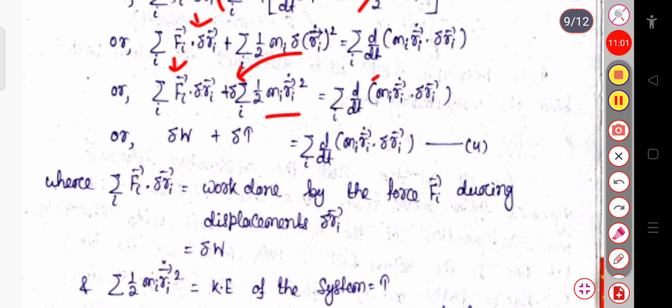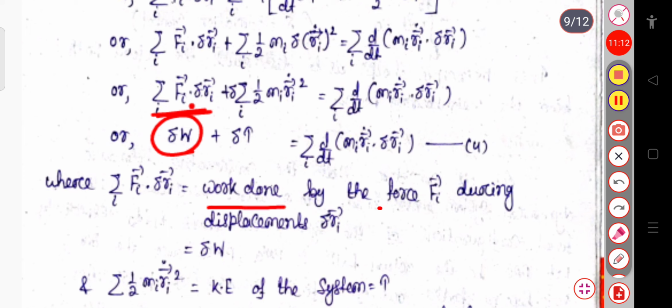This is your Mi Ri dot delta Ri. And again, if I replace this one, Fi dot delta Ri is nothing but delta W, that is the work done by the force Fi during the displacement delta Ri. And here this is 1/2 Mi Ri dot square, since you know Ri dot is the velocity term. So this is half mv square, that is the kinetic energy of the system.